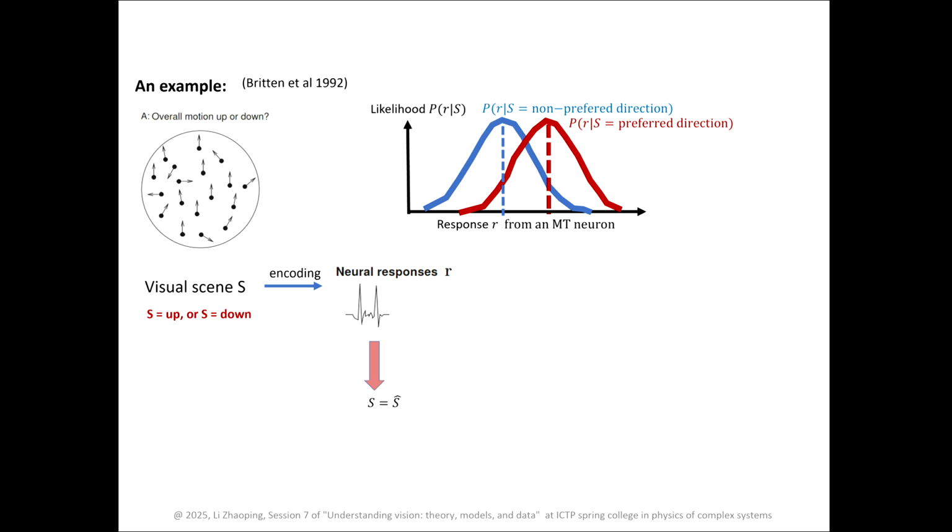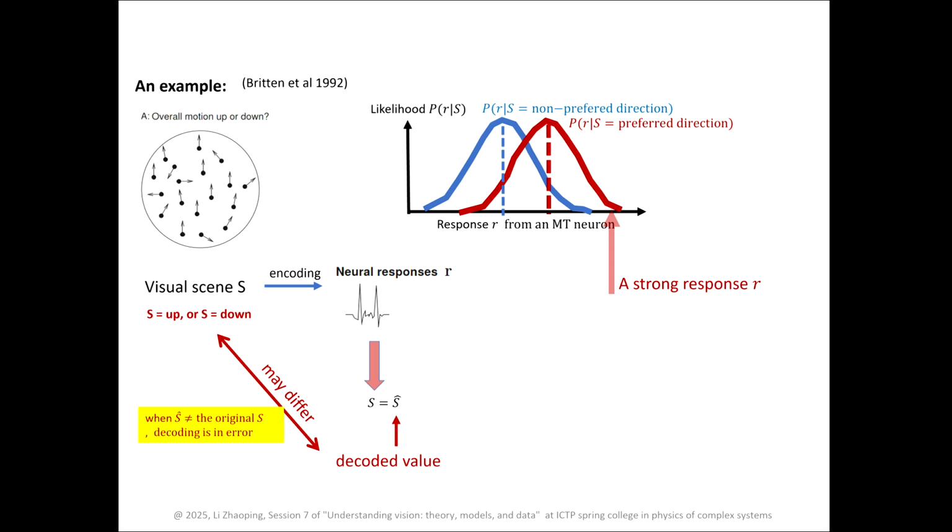Decoding is to use the neural response value R to decide on what S is. Let's denote this decided value S as S hat. S hat may be different from the original S. When the neural response R is very high, then this strong response is quite certainly suggesting that the motion direction in this input is the preferred direction of this neuron, for example, the upward motion. And this should be the value of S hat, very likely a correct answer. Similarly, a very low response is quite certainly suggesting the opposite motion direction.